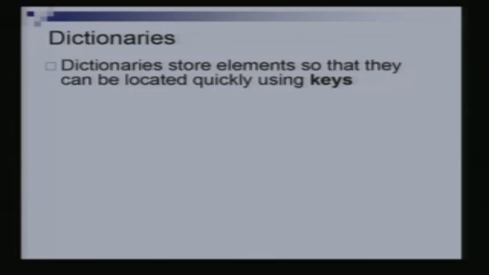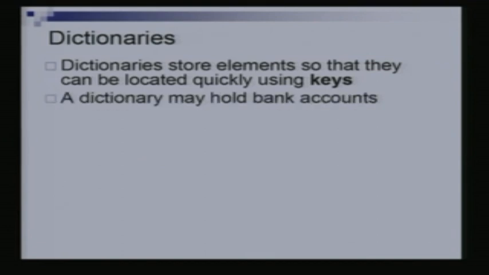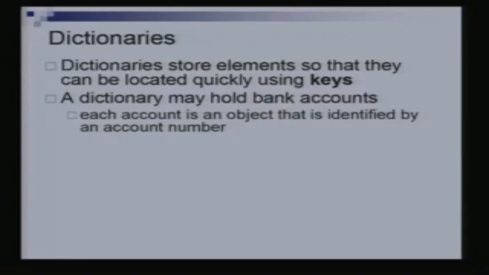A dictionary is an abstract data type that stores elements so that they can be located very quickly. One example of a dictionary is storing bank accounts. When you store bank accounts, what is the notion of a key? The key is your account number. A bank account has lots of information associated with it, but you are going to access it by using the account number. So, the account number becomes your key, and an account stores a wealth of information.